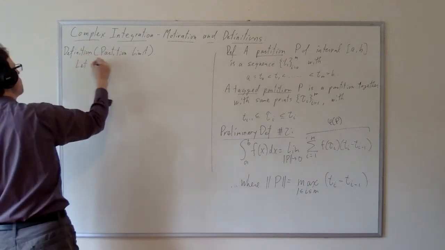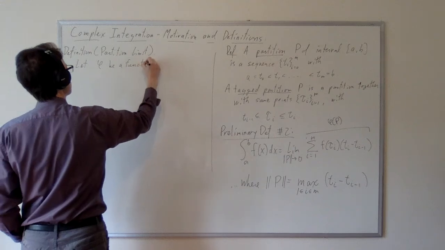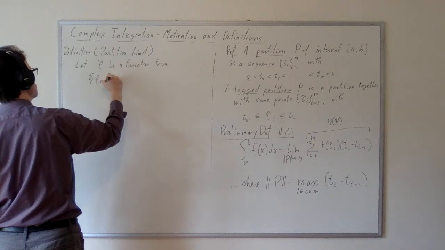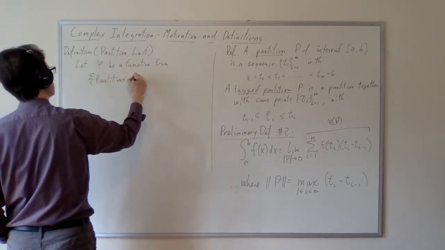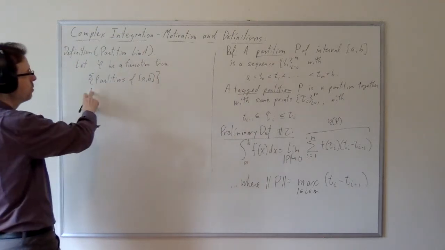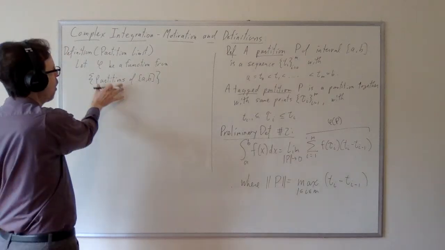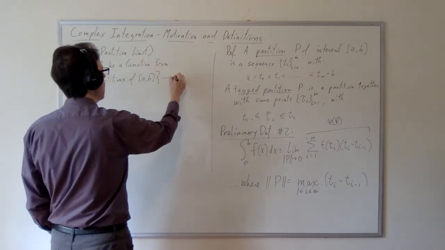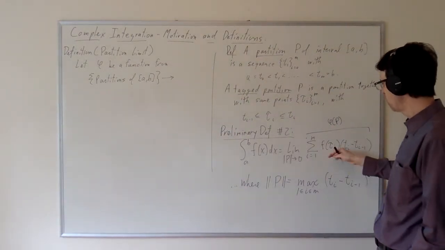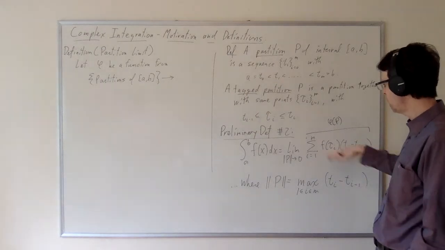So let's let phi be a function from the set of all partitions of [a, b]. So one partition will be an input to phi. So the domain of phi is the set of all partitions of [a, b]. And the codomain is, well, this gives us a real number out, right? So for a fixed function f, this will take a partition in and give us a real number out.